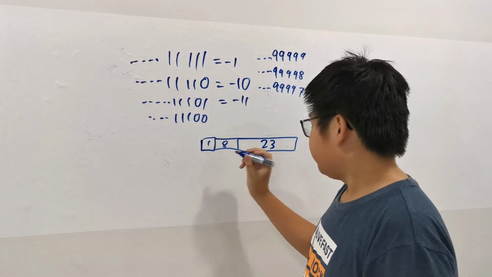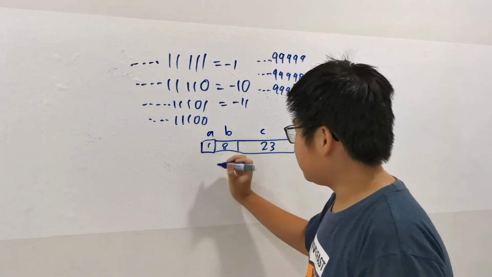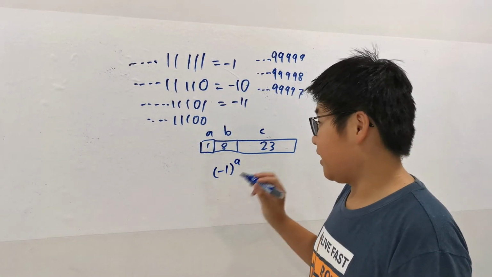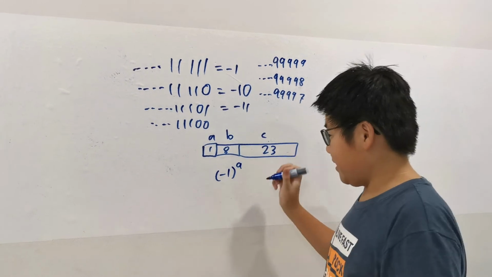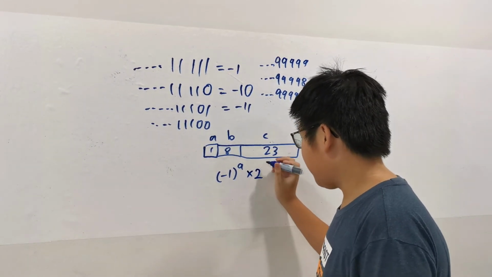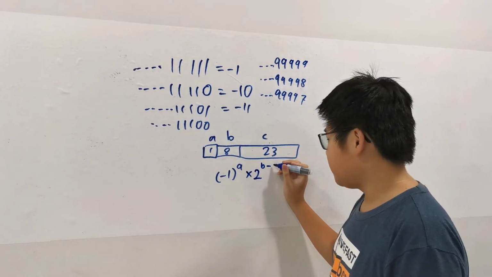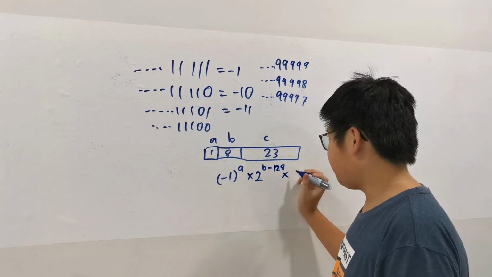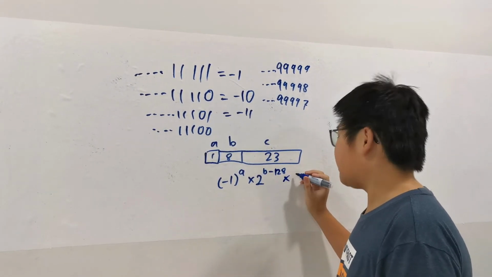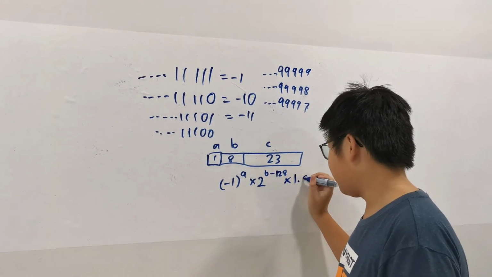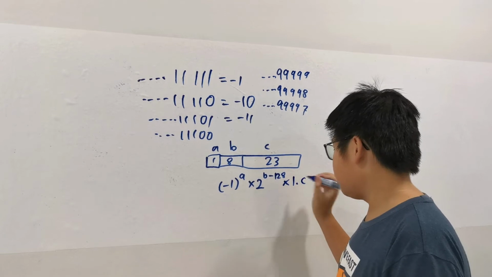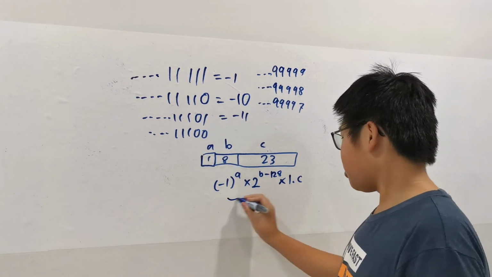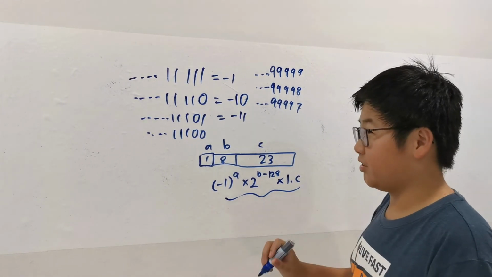So you have A, B, C, so it's negative 1 to the power of A. So A is 0, it's positive, and A is 1, it's negative. Then B is the exponent, 2 to the power of B minus, you guessed it, 128. It's called the bias. And then you have to multiply it by what's called 1 point C, where C is the binary representation and the 1 point is the start of the mantissa. Well, I hope you got it. Well, we get the gist of IEEE double precision notation.